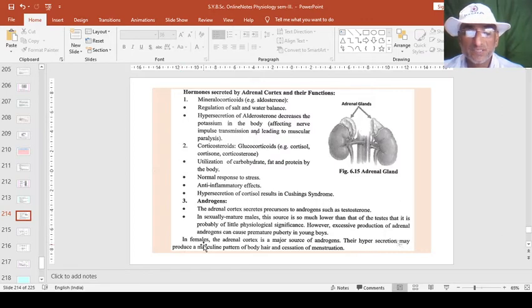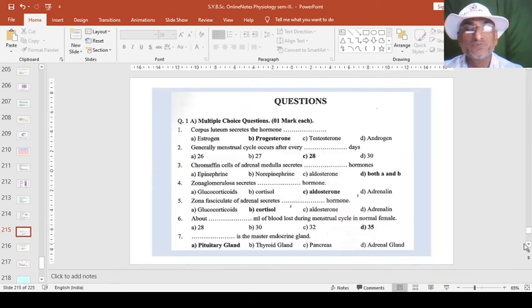In females, the adrenal cortex is a major source of androgens. Their hypersecretion may produce a masculine pattern of body hair and cessation of menstruation. So these are the effects in females of androgen secretion that we have seen, and we have concluded and completed our syllabus, I think, here.